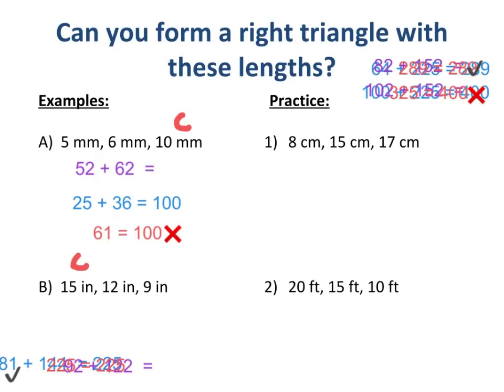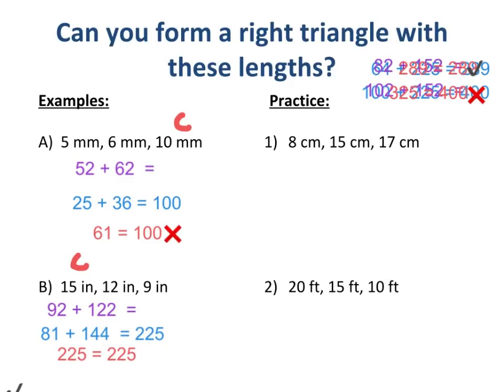So I'm going to have 9 squared plus 12 squared equals 15 squared. 9 squared is 81, 12 squared is 144, and 15 squared is 225. 81 plus 144 is 225. So does 225 equal 225? Yes. So this is a right triangle.